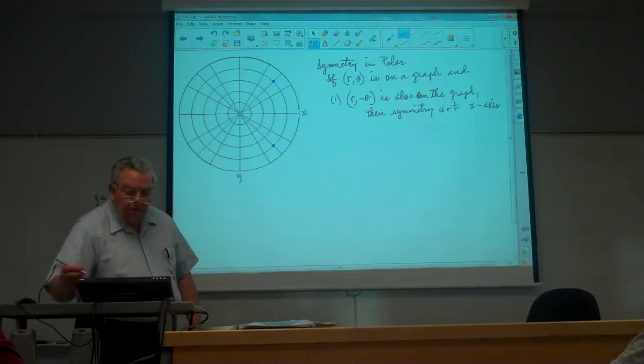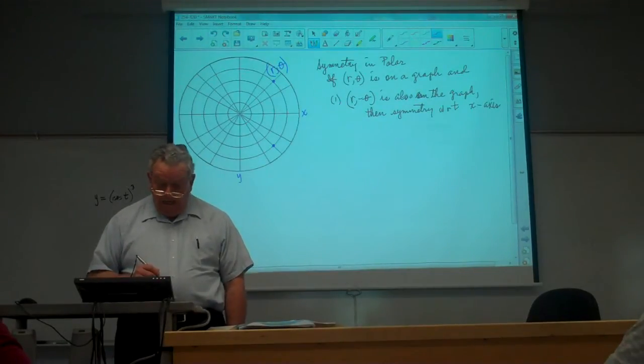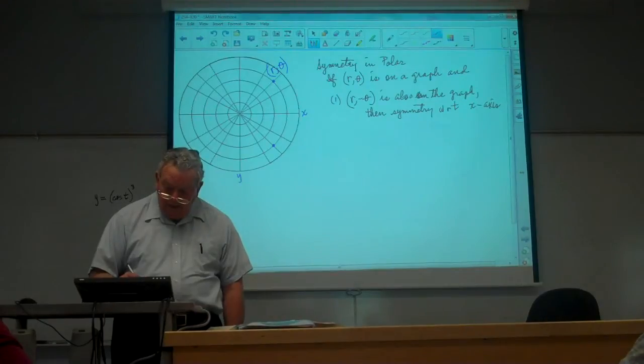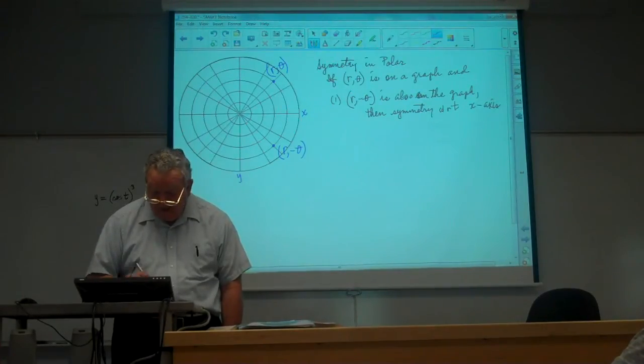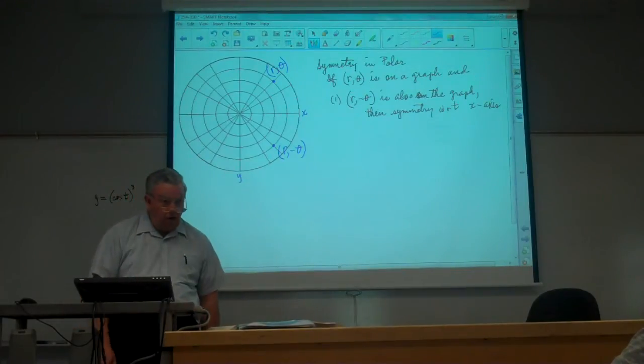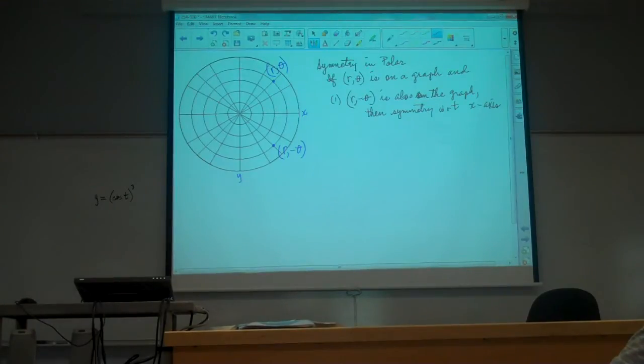If this is the point r, theta, and this point right here, the point r, minus theta, if those two points are on the graph, doesn't that mean that the graph is a mirror image along the x-axis? And that's all I'm saying.